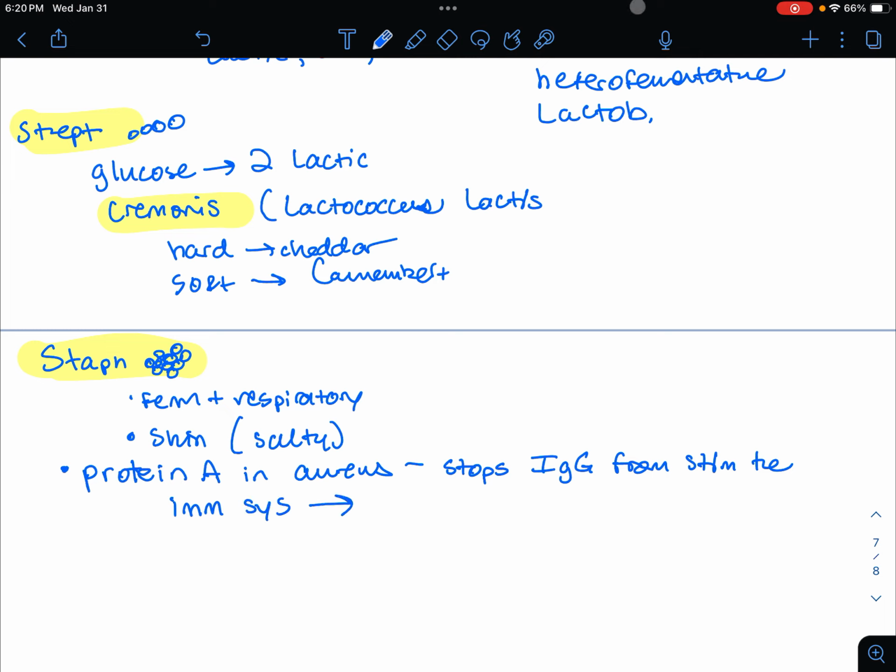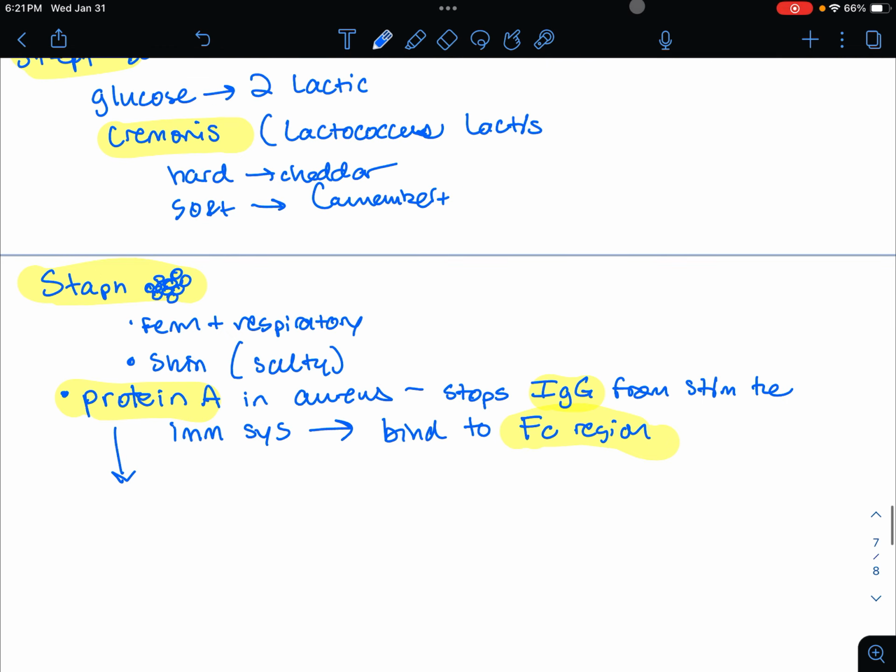And how it does this, it's going to bind to the Fc region, or the constant region of this antibody, this immunoglobulin. I want to highlight protein A and maybe IgG in the Fc region, because that's what it binds. We could use protein A in purification and analytical procedures.